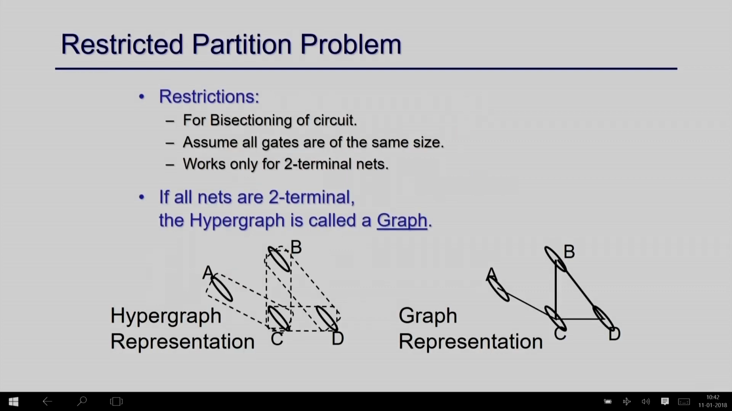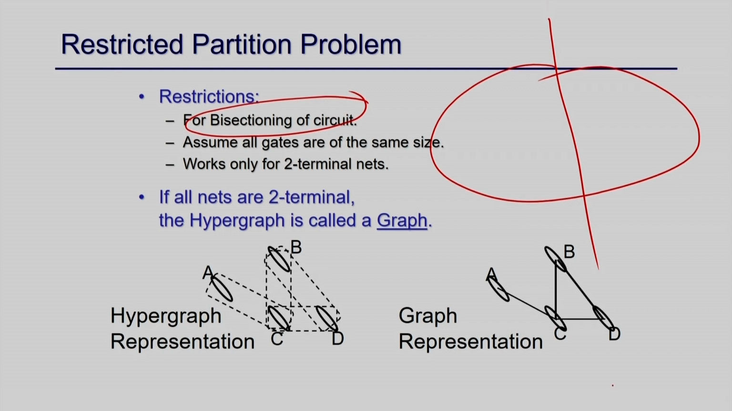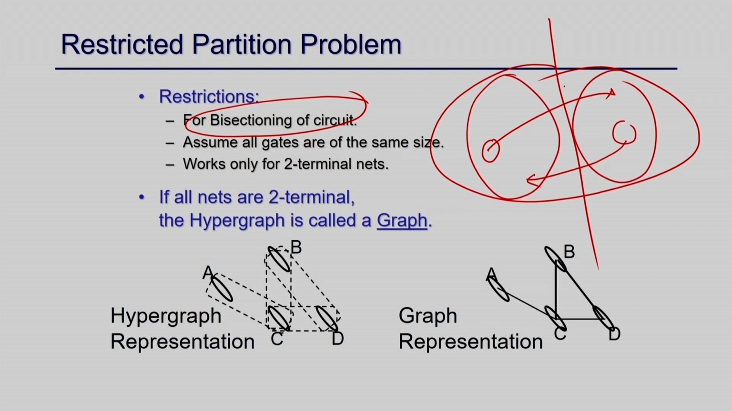This actually does bisection, so basically you try to divide the circuit by 2. The idea is that you start with an initial arbitrary partition. You take any arbitrary partition, bipartition the circuit, and then in each iteration you take a node from one side and move it to the other, so that after every iteration the number of nodes on each side remains the same.